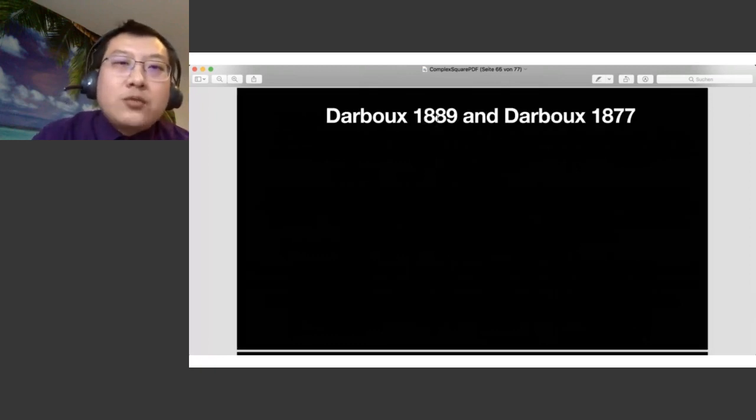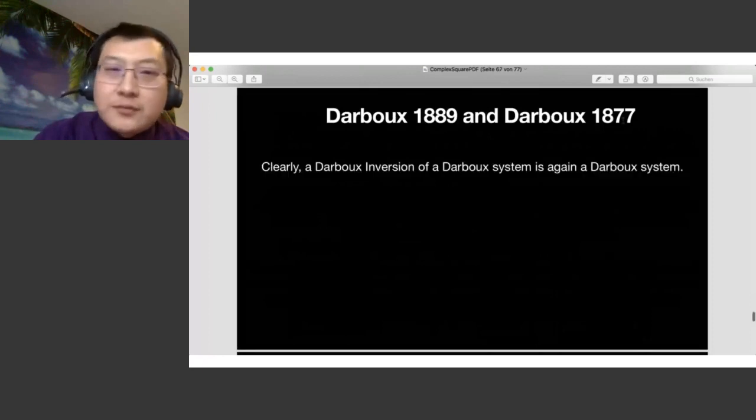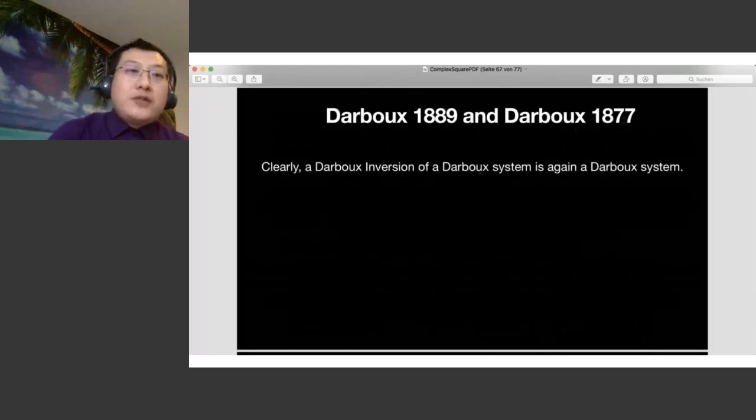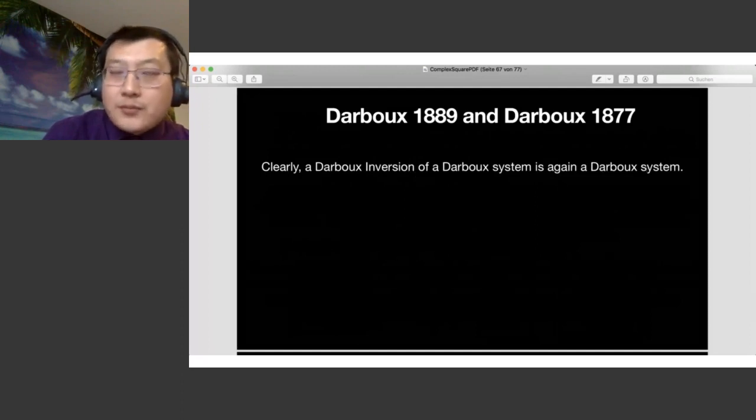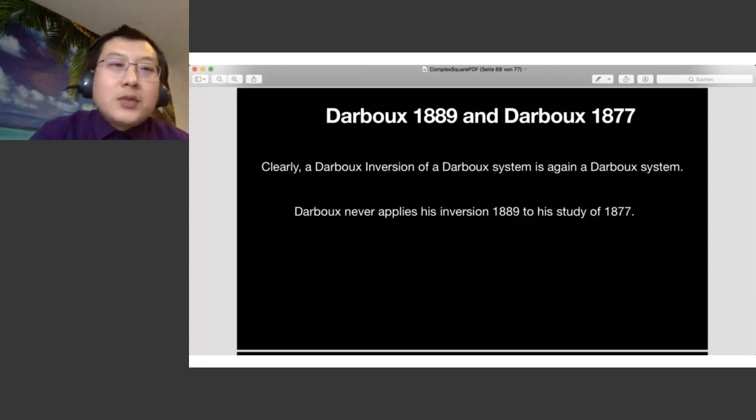And then we have these 2 notes, Darboux 1889 and Darboux 1877. Again, a very simple observation is that, clearly, because this Darboux inversion does not change the geometry of the orbit, therefore, if we start from a Darboux system and we take its Darboux inversion, then we again get a Darboux system. So Darboux never applied his inversion of 1889 to his study of 1877 about this subject.